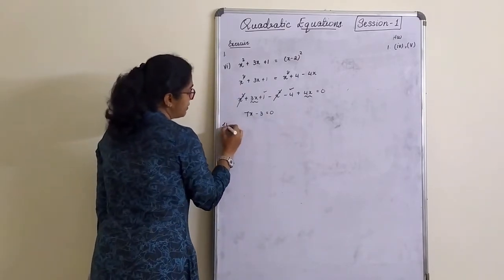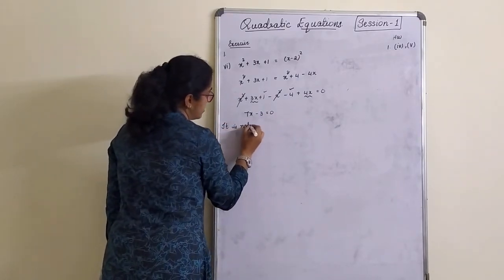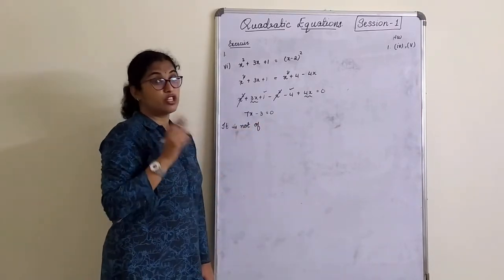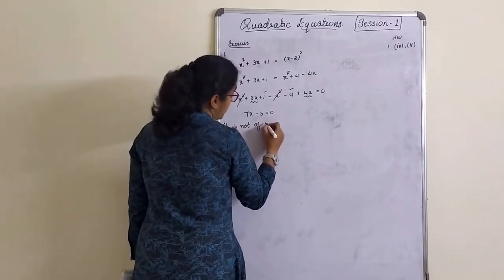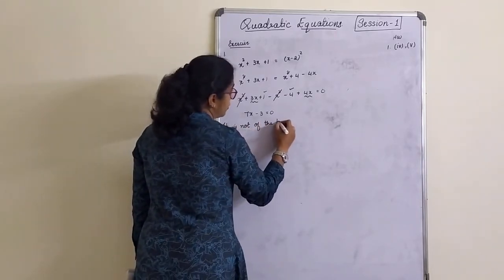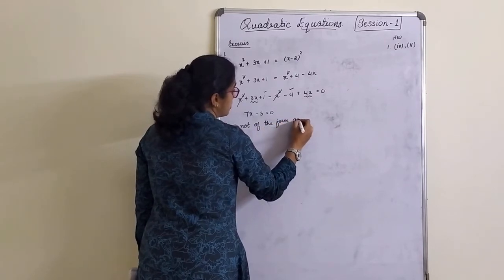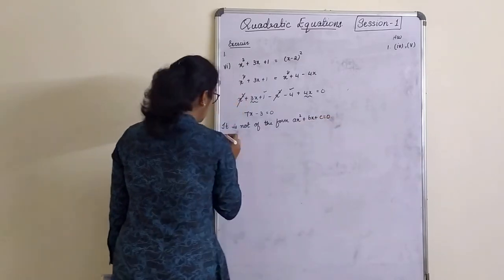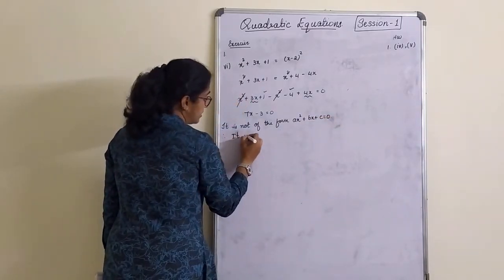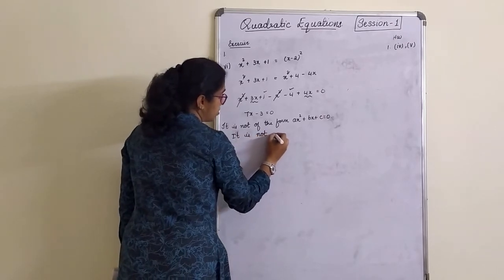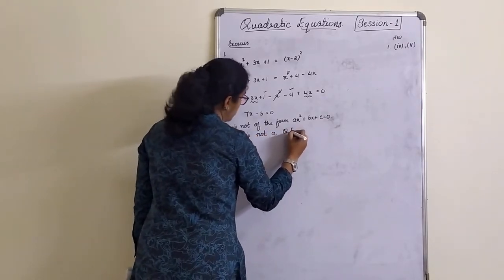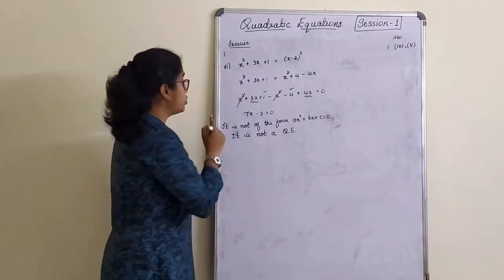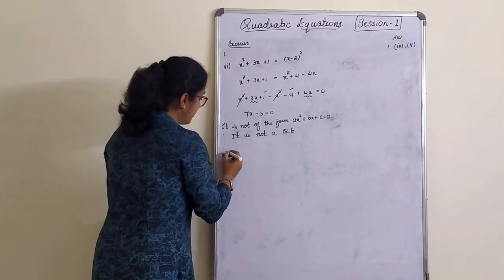It is not of the form, x square term is not there. That means it is a linear equation but not a quadratic equation. It is not of the form ax square plus bx plus c is equal to 0. Therefore, it is not a quadratic equation. You are not supposed to write QE. You are supposed to write completely quadratic equation. Okay. Seventh one.